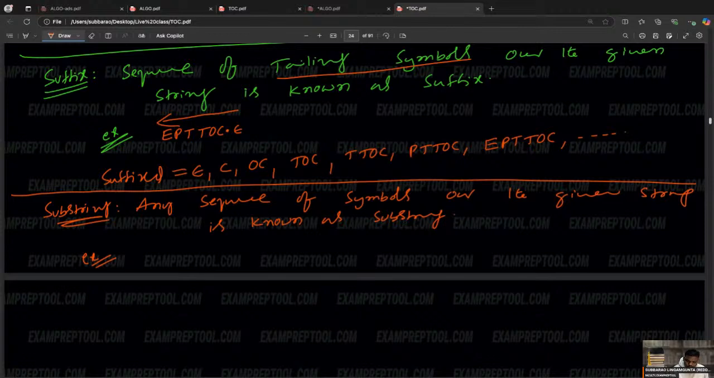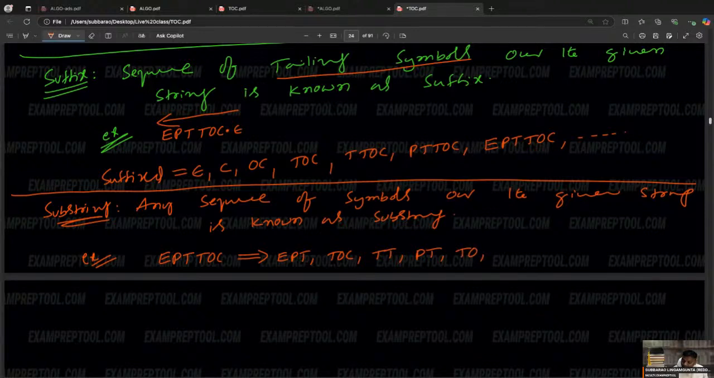See the example. Suppose the string is EPT TOC. See the substrings: you can start from anywhere, but take the symbols in sequence. If I start from the beginning, you can take EPT. You can start in the middle also, TOC. You can take TT, PT, or TO.